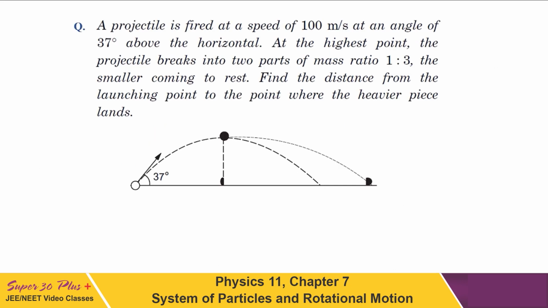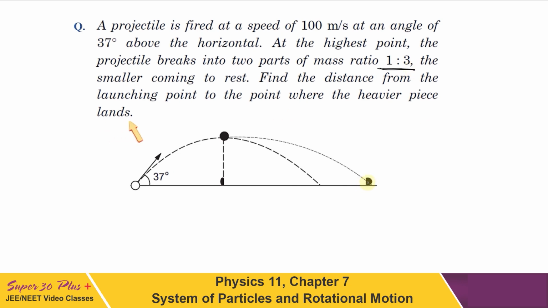This is a very common question here. As you can see, a projectile is fired at a speed of 100 meter per second at angle 37 degree above the horizontal. At the highest point, the projectile breaks into two parts of mass ratio 1:3, the smaller part coming to rest. Find the distance from the launching point to the point where the heavier piece lands.